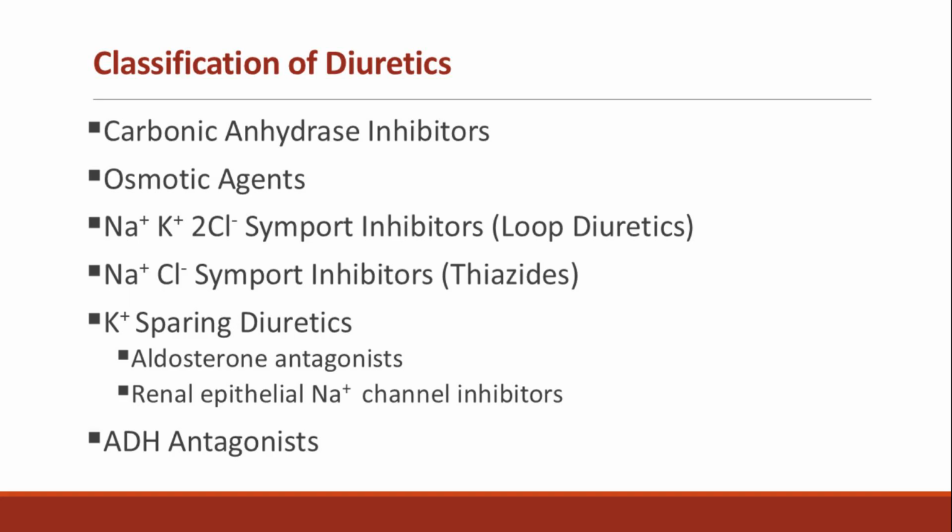ADH antagonists reduce water reabsorption in the collecting ducts. This classification correlates with their clinical use. For example, loop diuretics are suited for emergencies, while thiazides are preferred for long-term blood pressure control. Potassium-sparing diuretics help prevent hypokalemia caused by other diuretics. Classification by site of action also predicts their combination potential and adverse effect patterns.